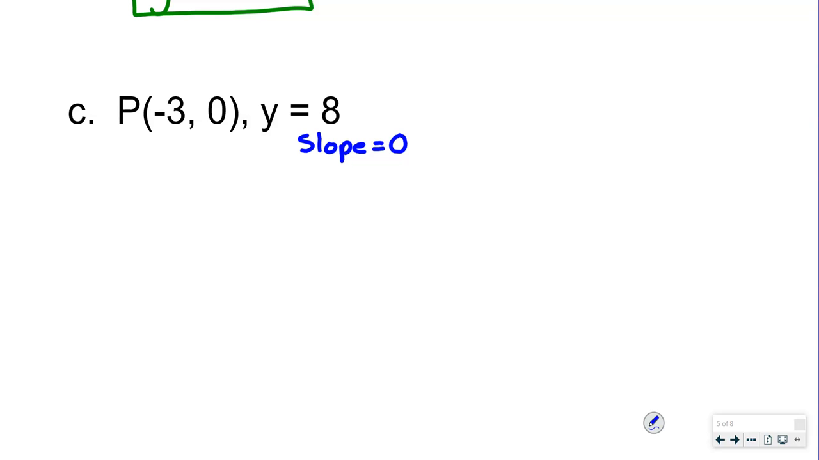And the way we got to y equals 8, we likely would have had an equation that looked like slope-intercept form, like y equals, but when it's 0x, 0 times any number is just 0. So we can leave that off, and it's just y equals 8. So we have a slope of 0, and it needs to pass through the point negative 3, 0.